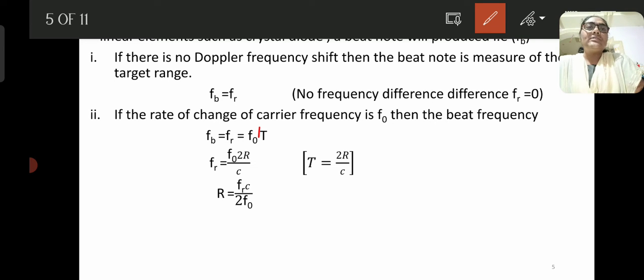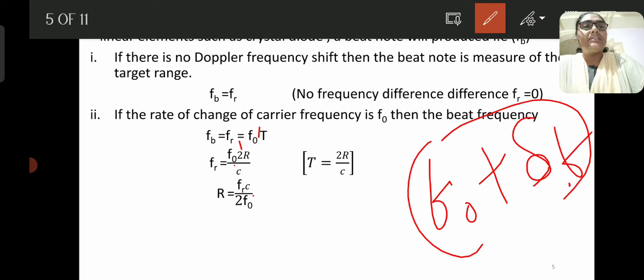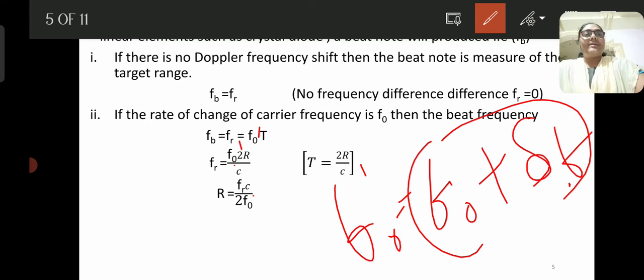So fr is equal to f0 dash into 2R by c. So R is equal to fr c divided by 2 f0 dash. Here f0 dash is the rate of change of frequency, with the deviation frequency taken as delta f, where f0 dash is f0 plus delta f.